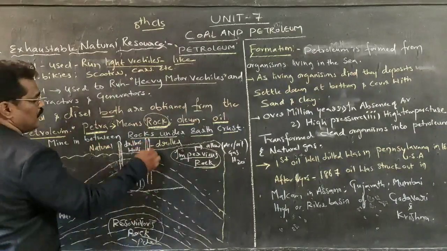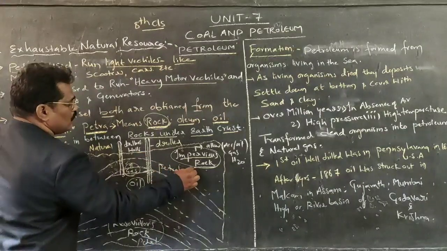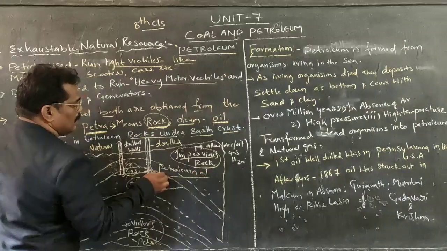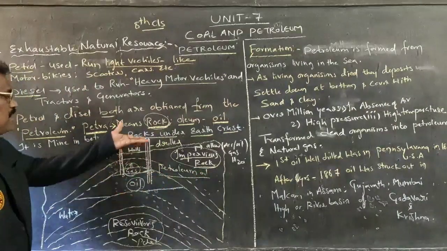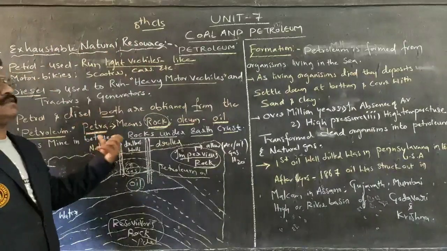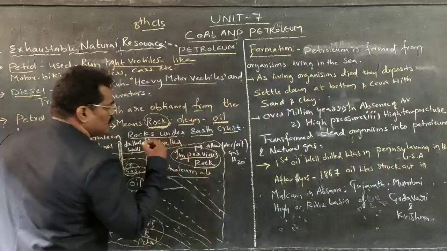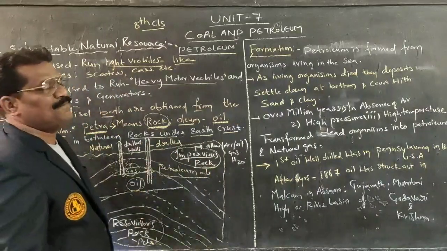From this particular driller we can extract what? Oil. What is that oil called? Petroleum can be extracted. In this way, by using drillers in wells, we can extract gases as well as oils. That is the extraction of petroleum, we can call it.